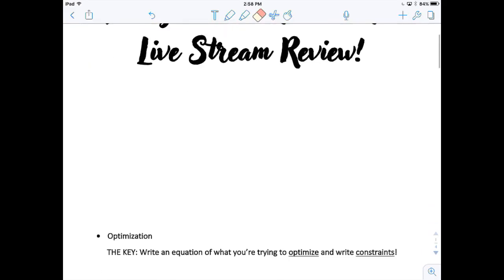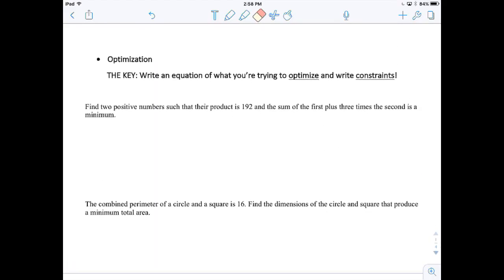Now, one of the things I will tell you with optimization is typically this is not a big topic on the AP exam. And AP teachers, we don't love that. We think it's an important topic. It's one of the biggest reasons you would take a calculus class, to be able to find the best or the worst of something. But for the AP exam, it's just not a major focus. So if you've noticed we haven't spent a lot of time on that, there's a reason why.